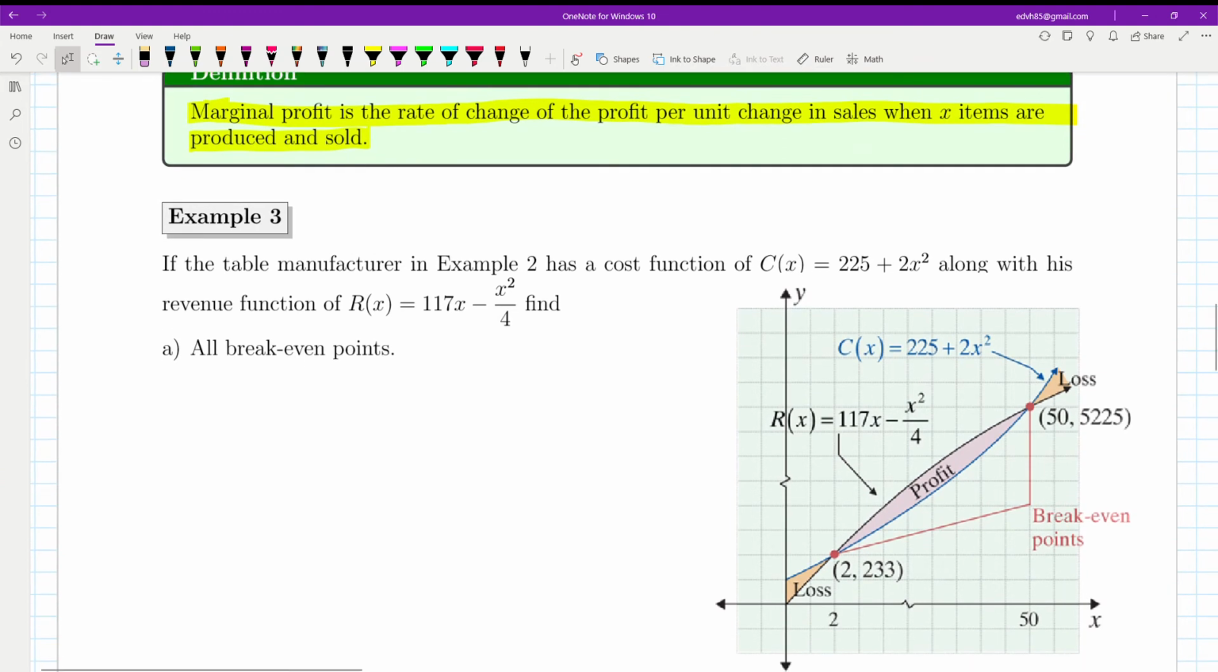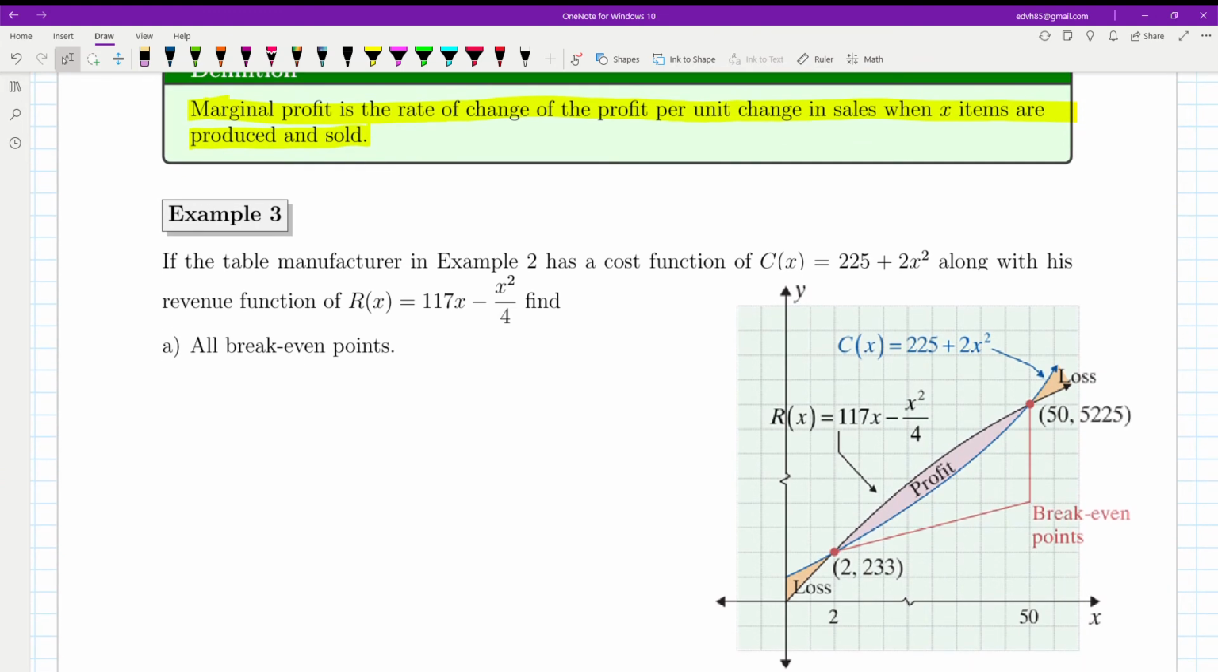All right. So taking the same example as the manufacturer in example 2, the table manufacturer. This time we are going to consider the cost function to be C of x equals 225 plus 2x squared, and the revenue function, which is 117x minus x squared over 4, the same revenue function that we found in the previous example.